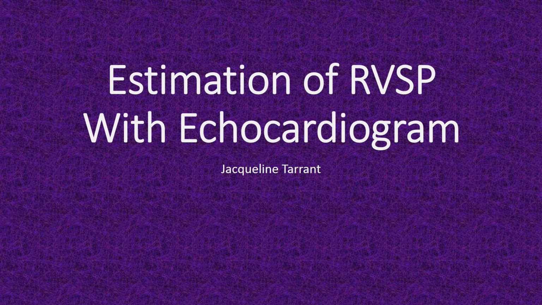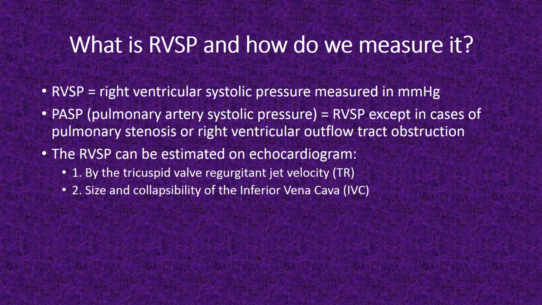Estimation of RVSP with echocardiogram. What is RVSP and how do we measure it? RVSP is the right ventricular systolic pressure and it's measured in millimetres of mercury.